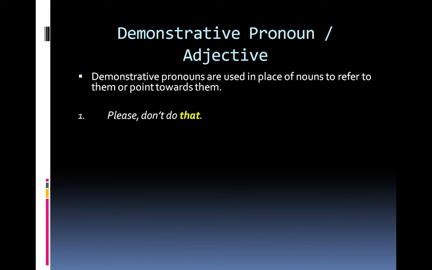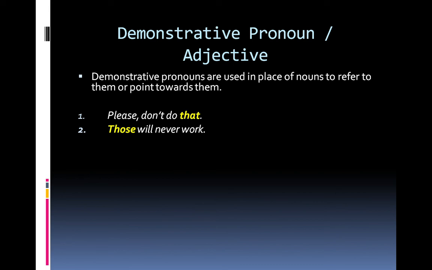Please don't do that. Do in this sentence is the verb. That is the object of this verb, do. That points towards something, a noun. But at the same time, it has been used in place of that noun. So, demonstrative pronoun.